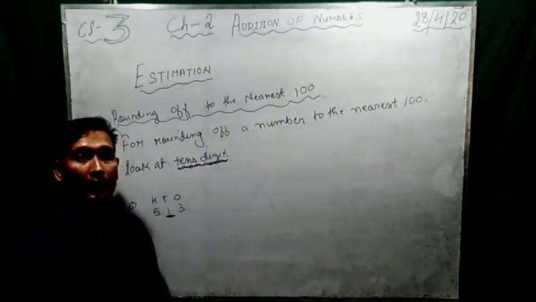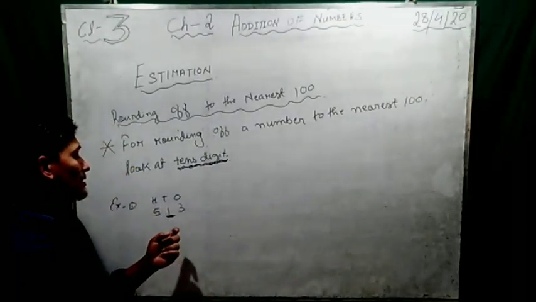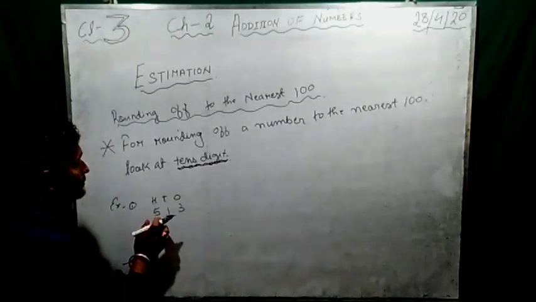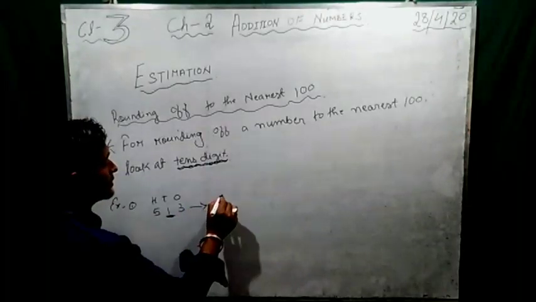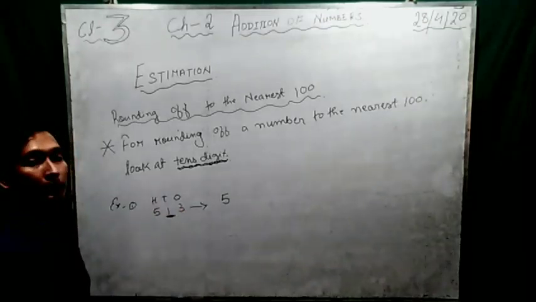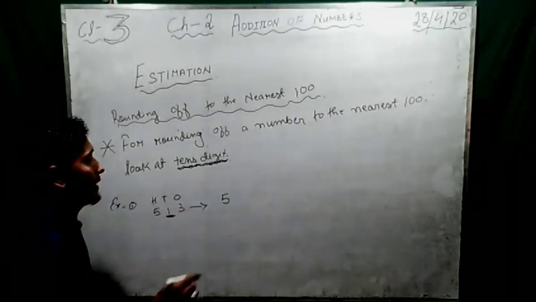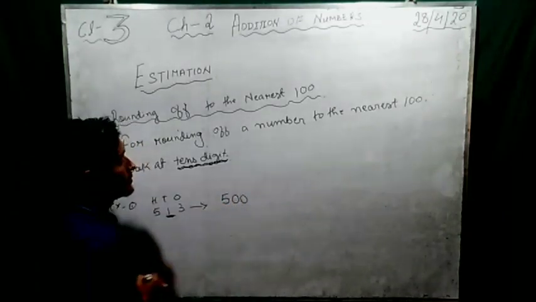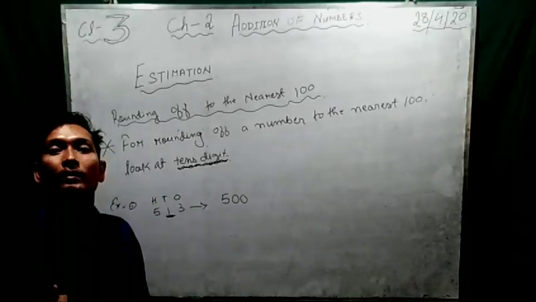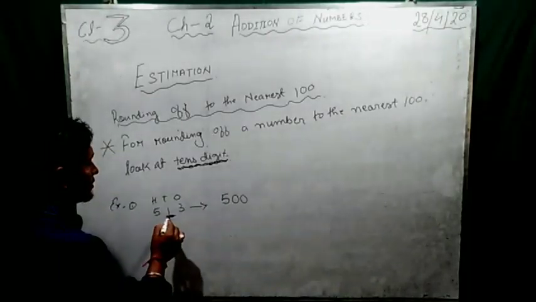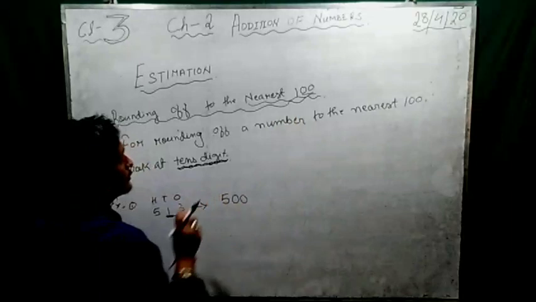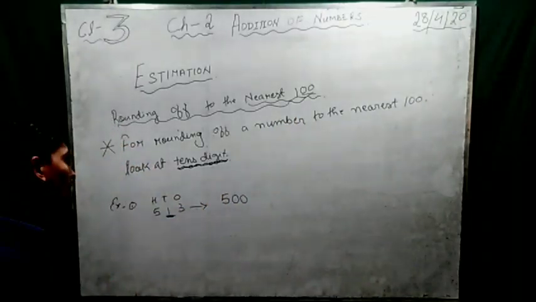So if the tens digit is smaller than 5, the 100 place digit remains the same, and the tens and ones place numbers are replaced by 0. Clear? Why? Because we are doing the nearest 100. Two zeros are there, here also two zeros.